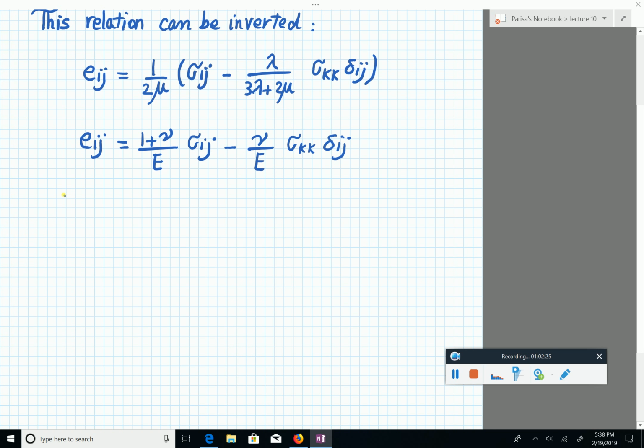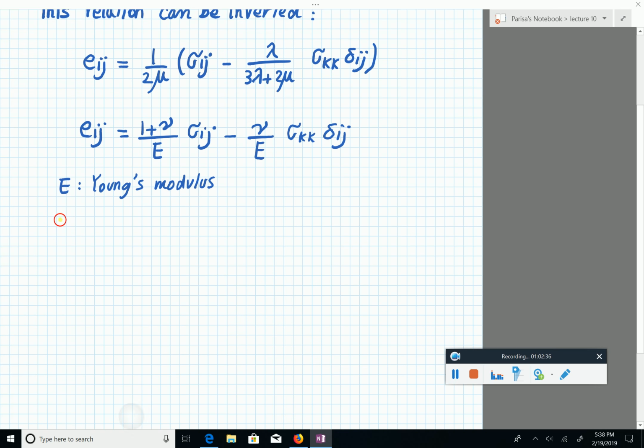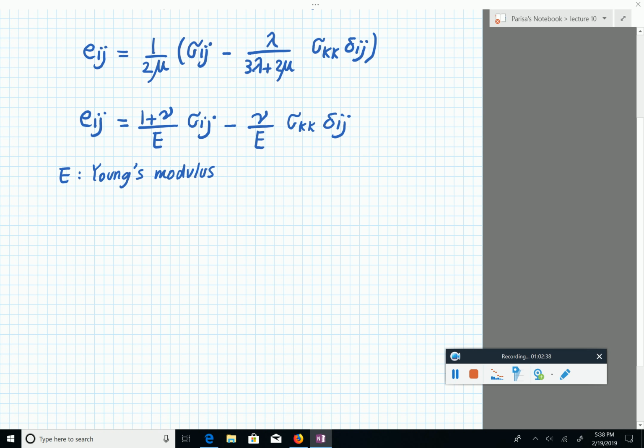So E is of course Young's modulus, and nu is Poisson's ratio.